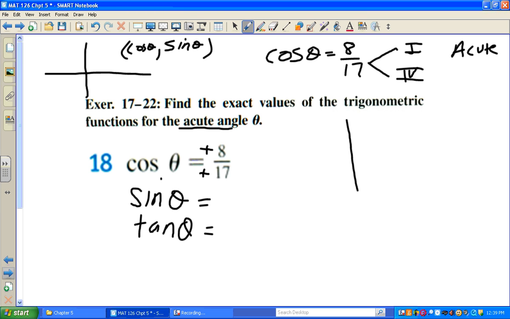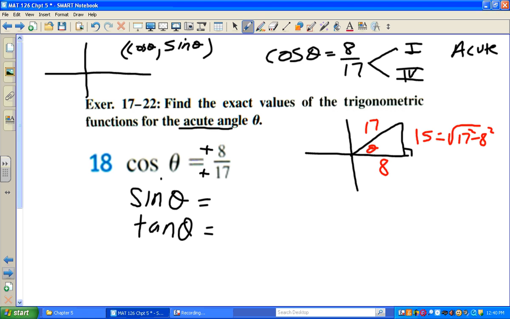So, drawing your reference triangle is just labeling the sides, 8 and 17. 8 is the adjacent side, because theta is always the central angle, and 17 is the hypotenuse. Now you have the adjacent side and hypotenuse. You use the Pythagorean theorem to find the opposite side, which is the square root of 17 squared minus 8 squared, so it's 15.